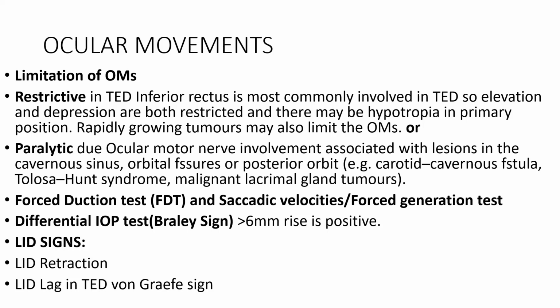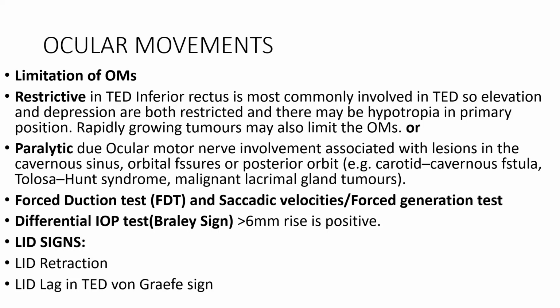We can differentiate the restrictive from the paralytic by the tests called the force reduction test and saccadic velocities, or force generation test. The force reduction test is performed by moving the eye globe in the different positions, and if there is a restriction in the movement, that is called restrictive myopathy.